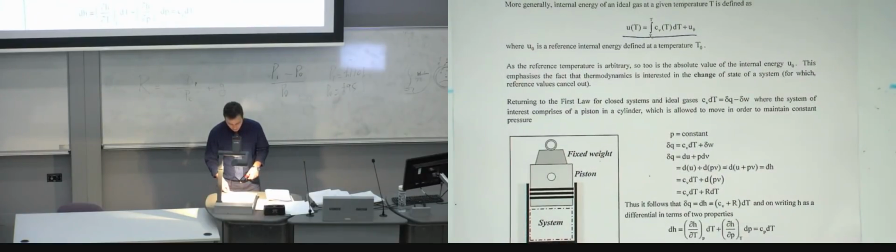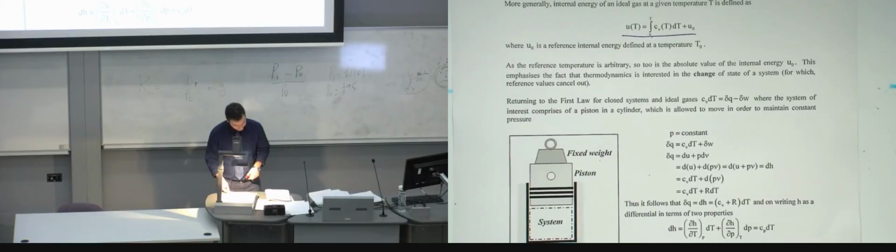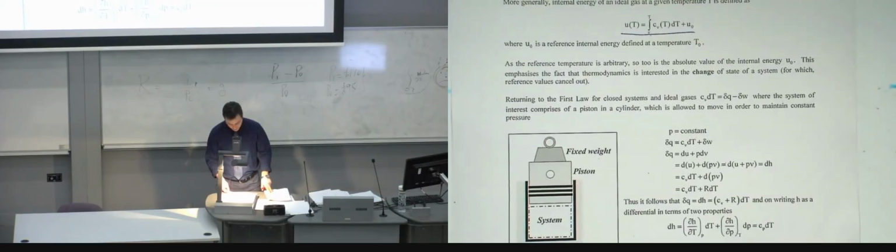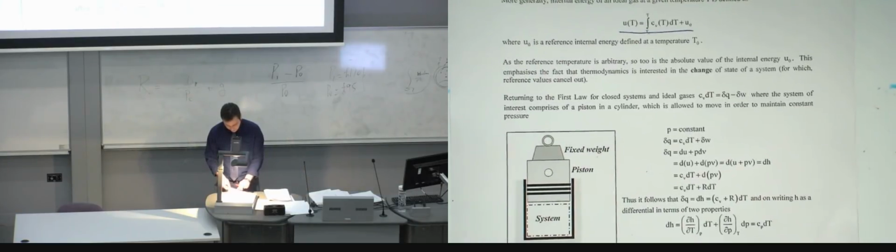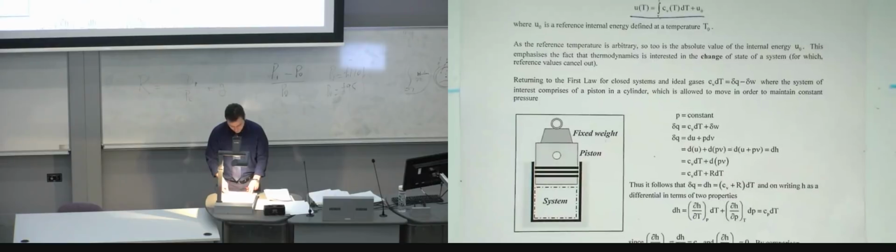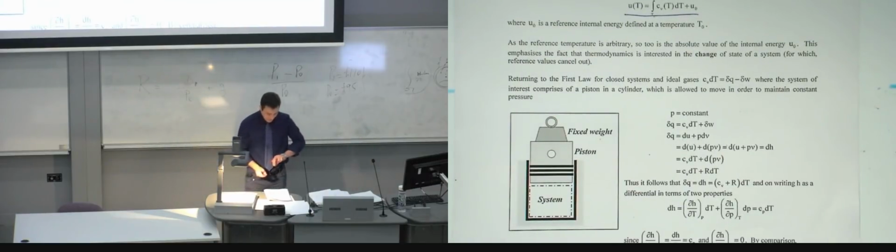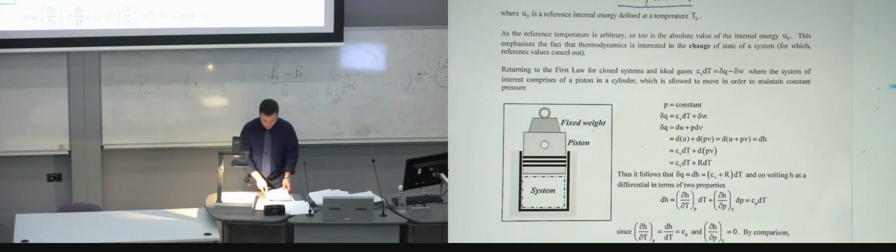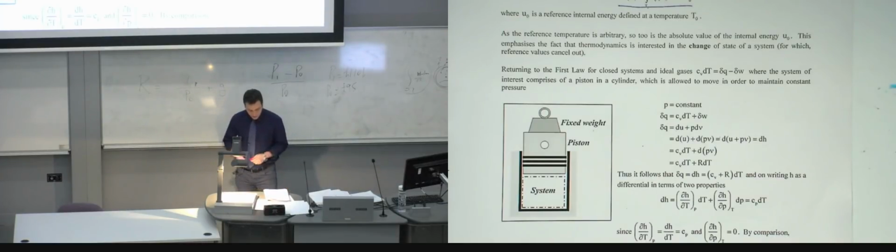I'm just trying to decide whether we have time to go through this next bit. I was hoping to finish this off before we stop. Let's just carry on for a few more minutes and see how we get on, because otherwise we're going to be running behind.